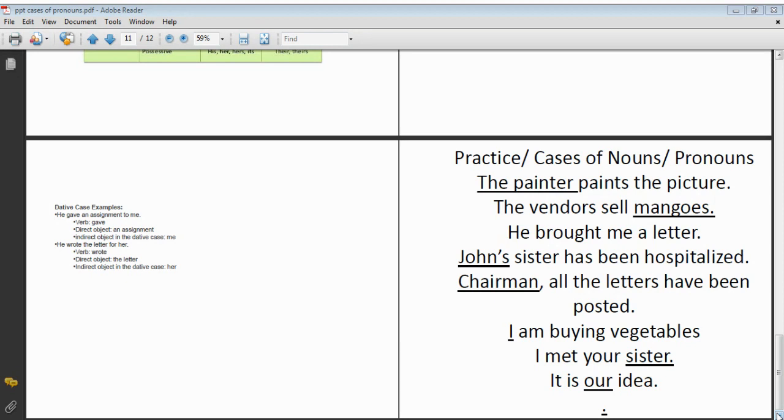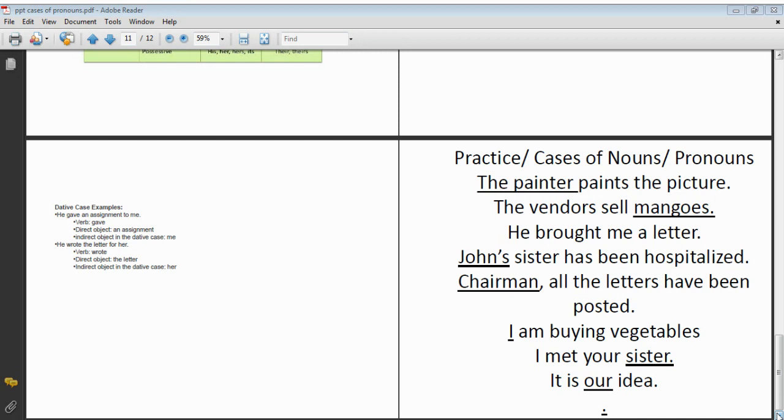Chairman, all the letters have been posted. It means that you are calling or telling the chairman that all the letters have been posted. So chairman is in the vocative case. I'm buying vegetables. I is in the nominative case because it is coming as a subject pronoun. I met your sister. Sister is coming in the place of the object. So it is in the accusative case or objective case. It is our idea. So our is there just to show the position. So our would be in the possessive case.